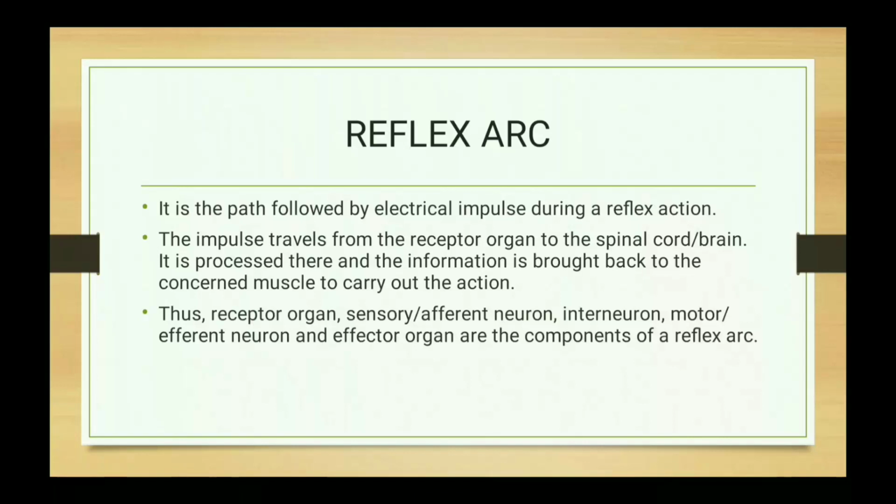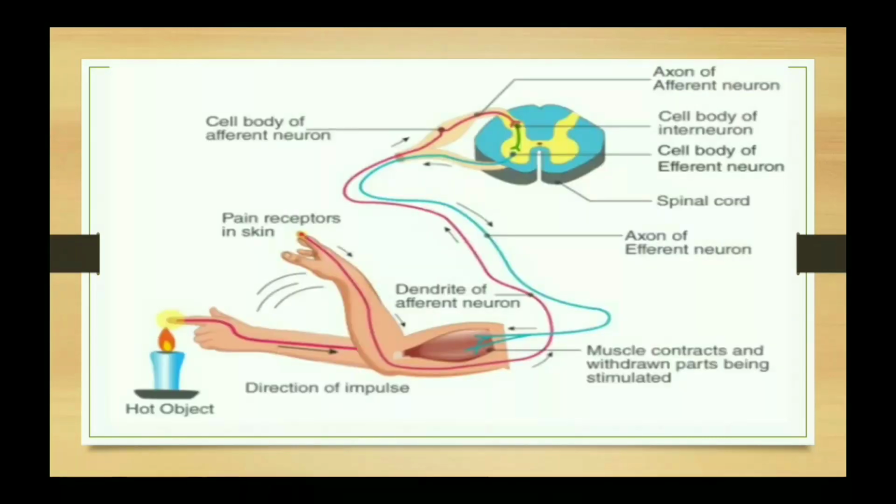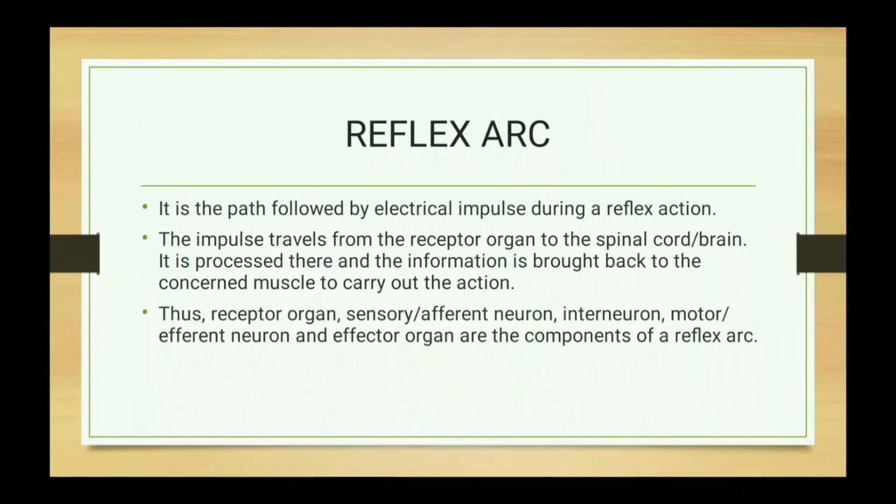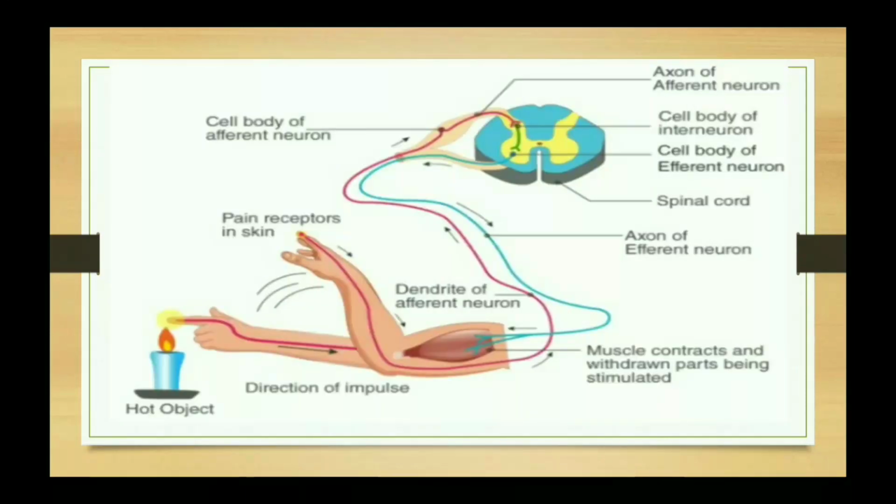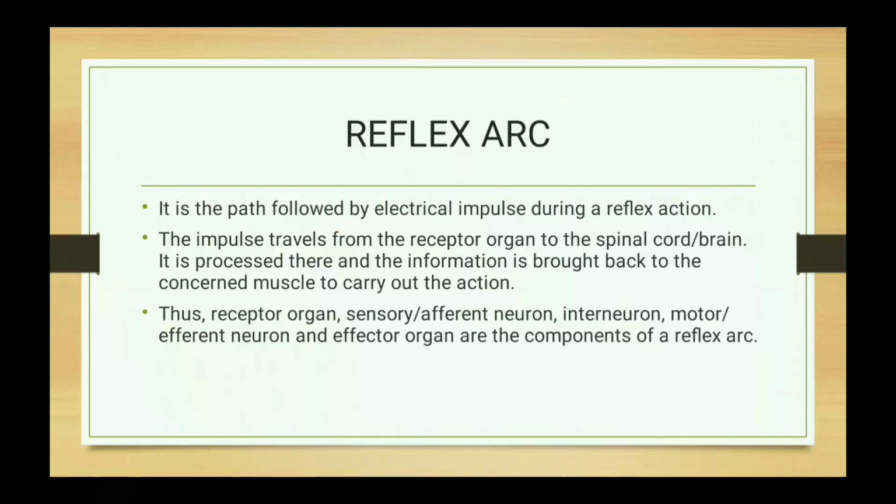The impulse travels from the receptor organ to the spinal cord or the brain. First, the impulse travels from the hand to the spinal cord. Then it is processed there and the information is brought back to the concerned muscle to carry out the action. Now from the spinal cord, the impulse is processed and then it moves to the muscles. Then it gives a signal to the hand that the object is hot, you have to move the hand back.